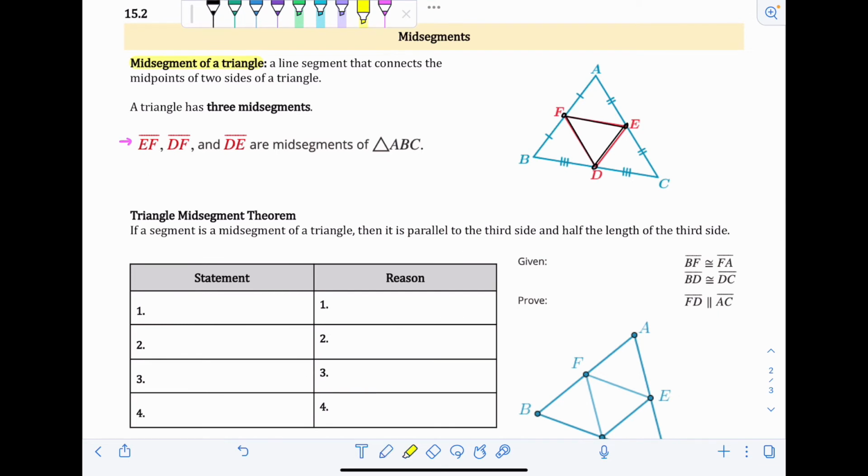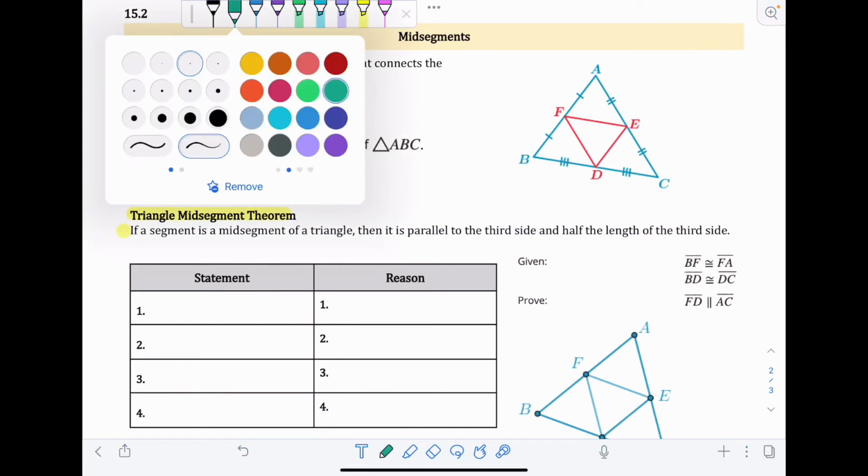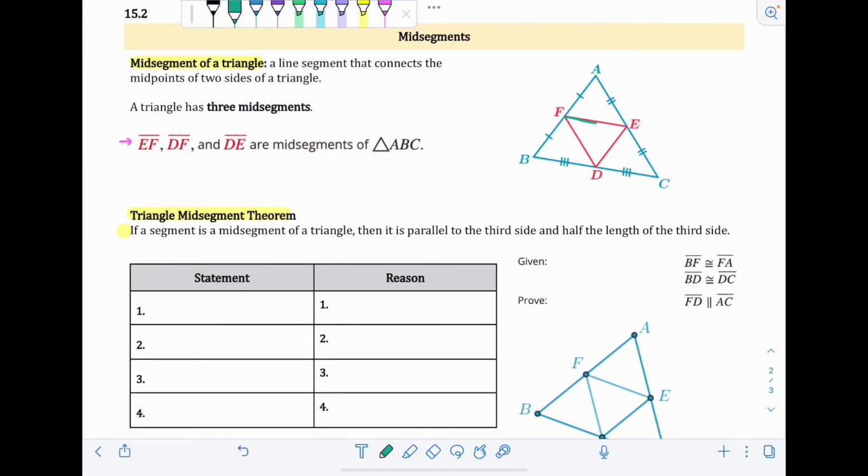Okay, moving down to the new theorem. This one has a name. So, triangle midsegment theorem. If a segment is a midsegment of a triangle, then it's parallel to the third side and half the length of the third side. So what that means is, let's say I have a midsegment right here at FE, and that's the midsegment because it connects the two midpoints of AB and AC.